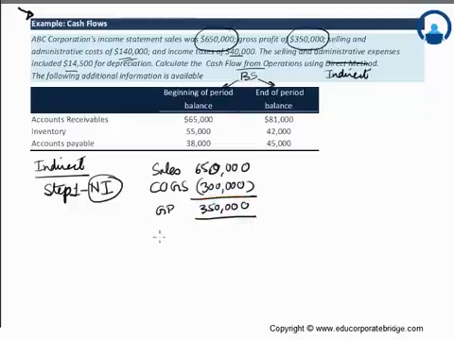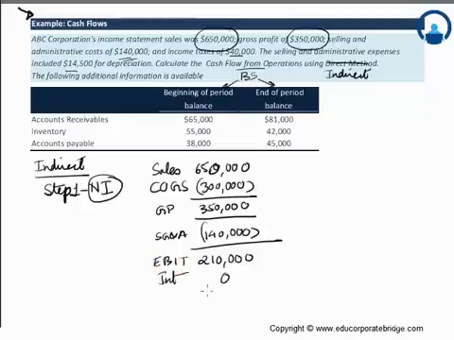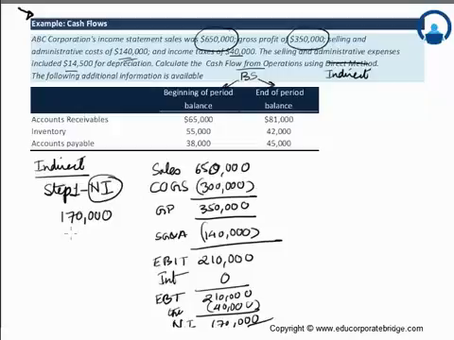Then what do we have? We have the selling, general and administrative expenses. This is 140,000, so this comes out to be 210,000 here. This is your EBIT, and interest provided here is 0. So your EBT is equal to 210,000, and taxes is 40,000. So what do we get in terms of net income is 170,000. So this is the net income. Step 1, start with your net income.